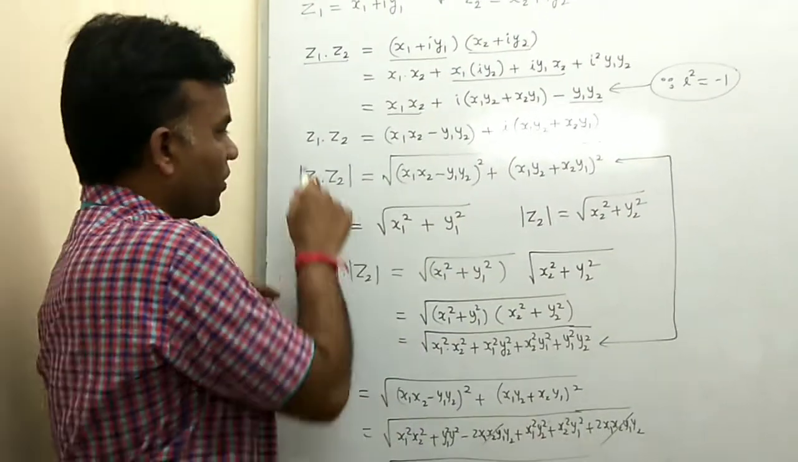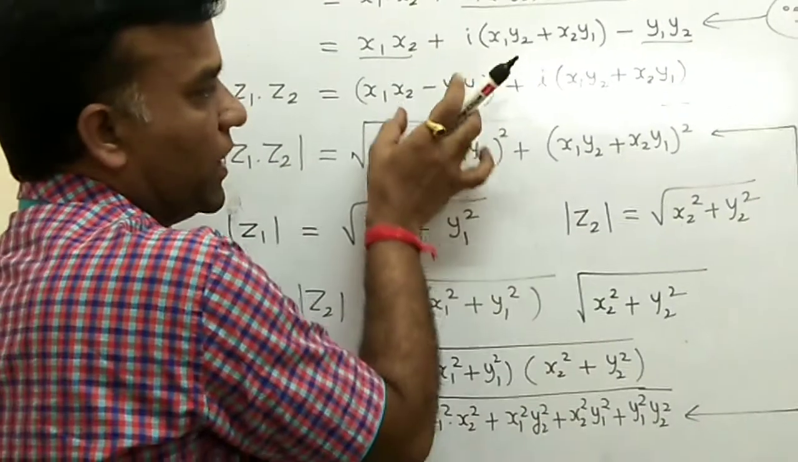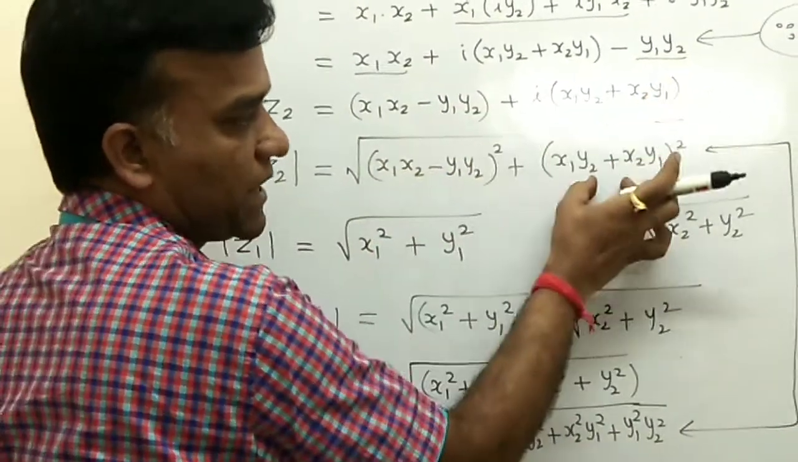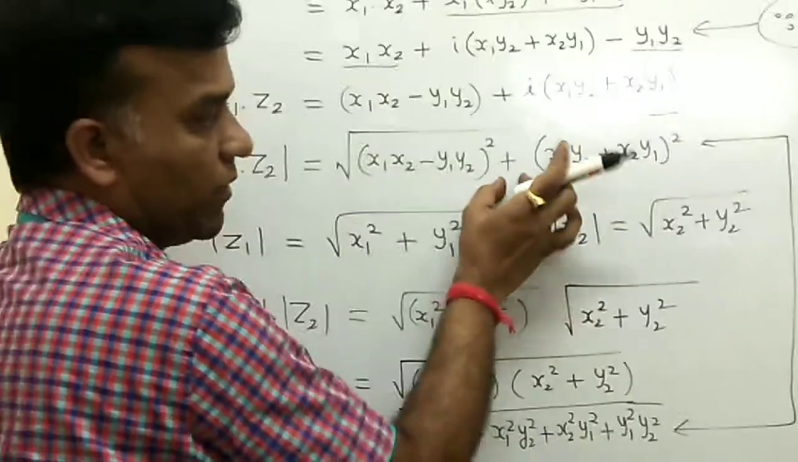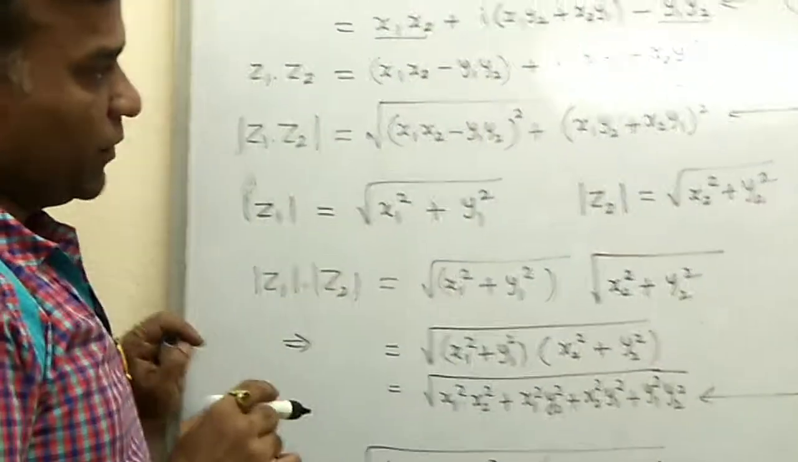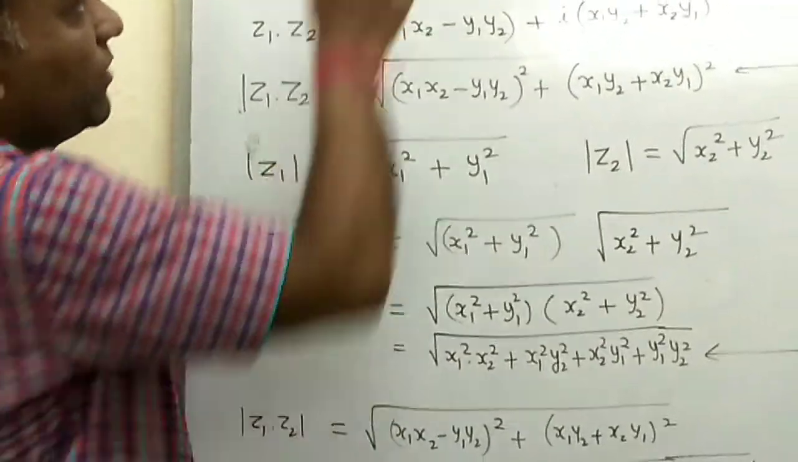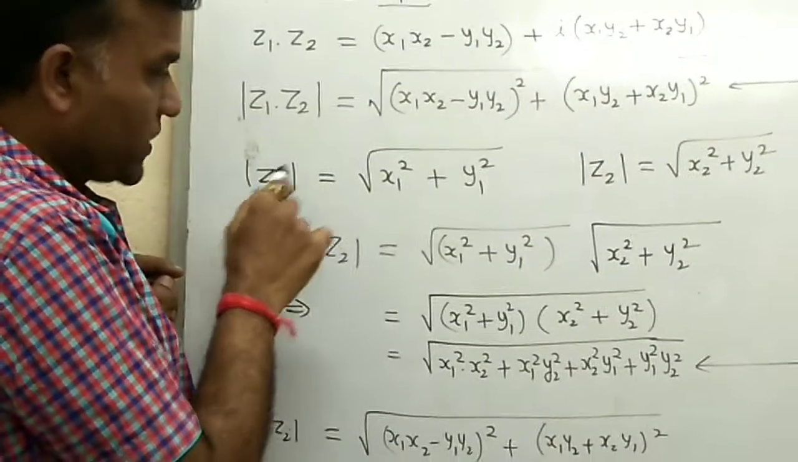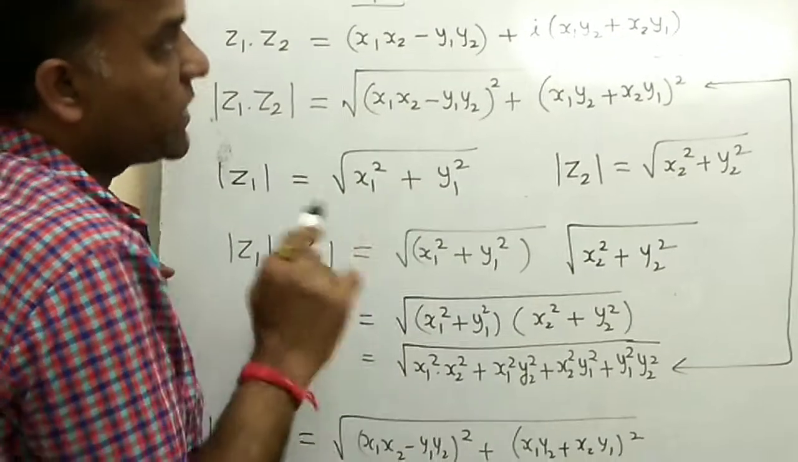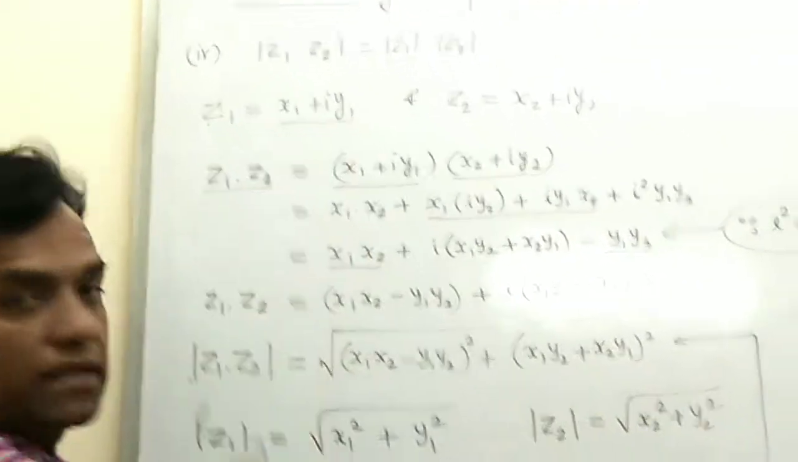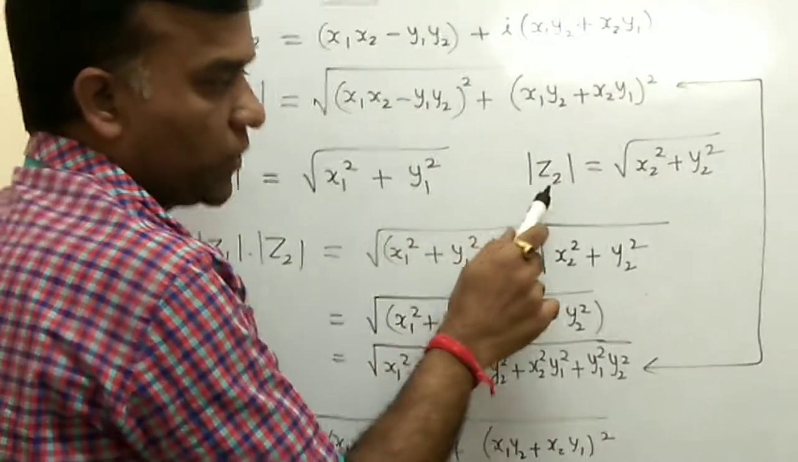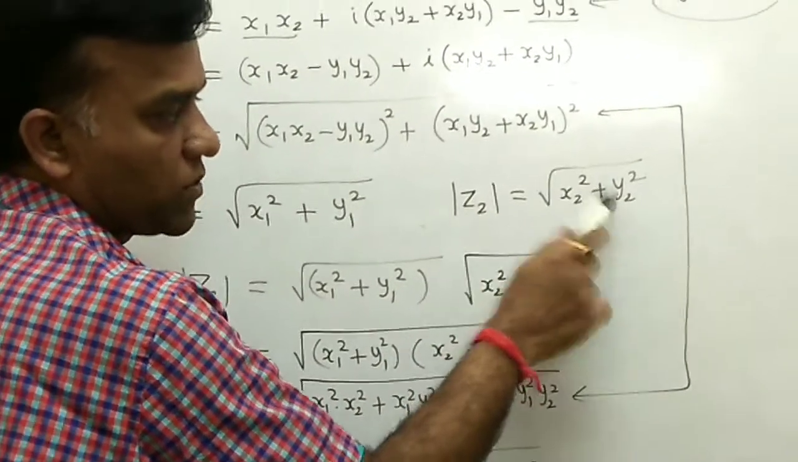Now we find the modulus of this product: under root of real part square plus imaginary part square, with a plus sign. Then we continue on the right hand side, where we have mod z1 and mod z2. Separately we find mod z1, which is under root of x1 square plus y1 square, and mod z2, which is under root of x2 square plus y2 square.